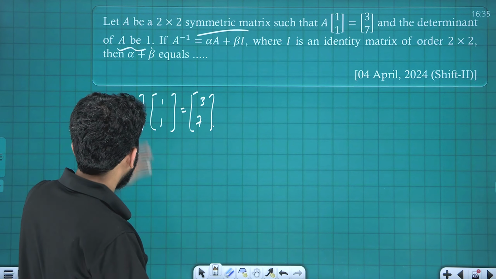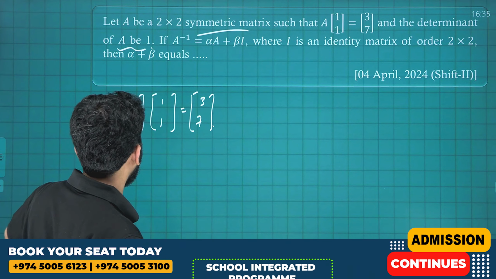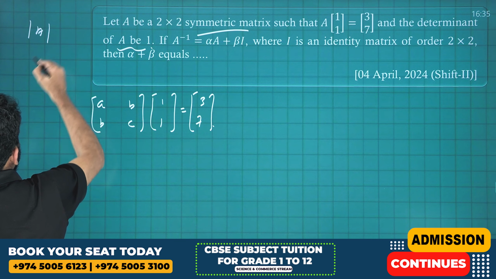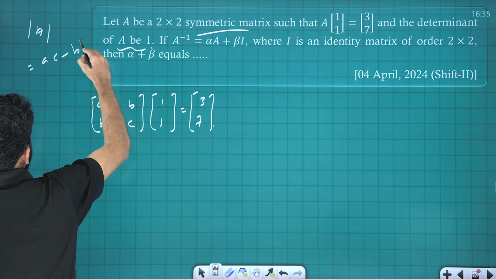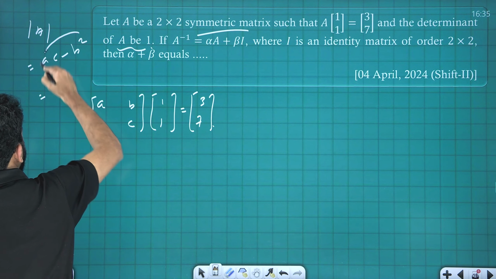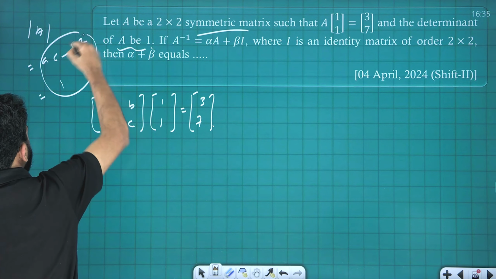It is 1, right? Determinant of A is equal to 1 means if you take the determinant, that value should be equal to 1. What is AC minus B square? Determinant of A is equal to AC minus B square, that is equal to 1. So AC minus B square is equal to 1. Please note that. And we can multiply both sides. This you know how to formulate. A inverse is equal to alpha A plus beta I. It's a doable question.